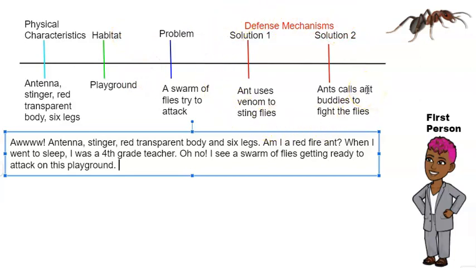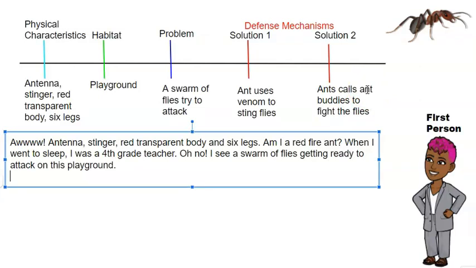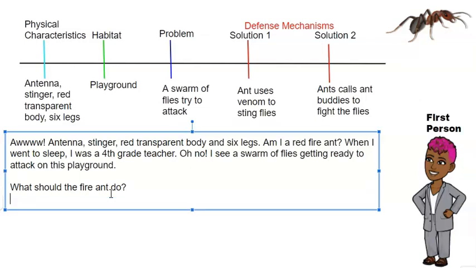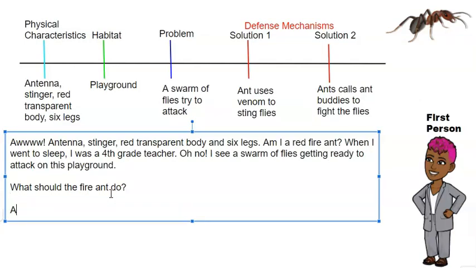Because this is a choose your own adventure story, you have to say something like, what should the fire ant do? If you are doing a gazelle, you would say, what should the gazelle do? What should the mimic octopus do? What should the monarch butterfly do? So let's put some choices here for our reader.